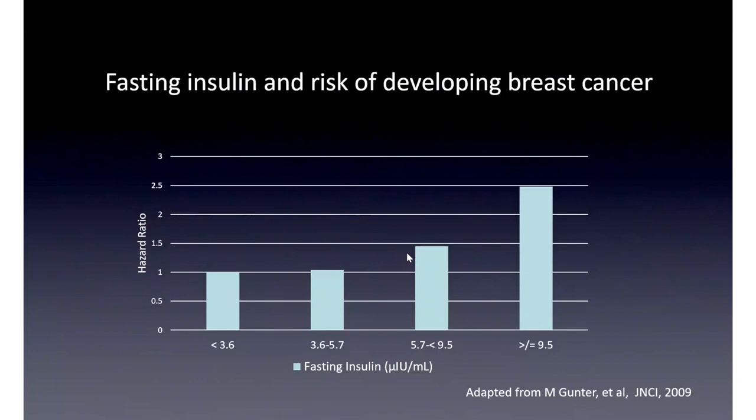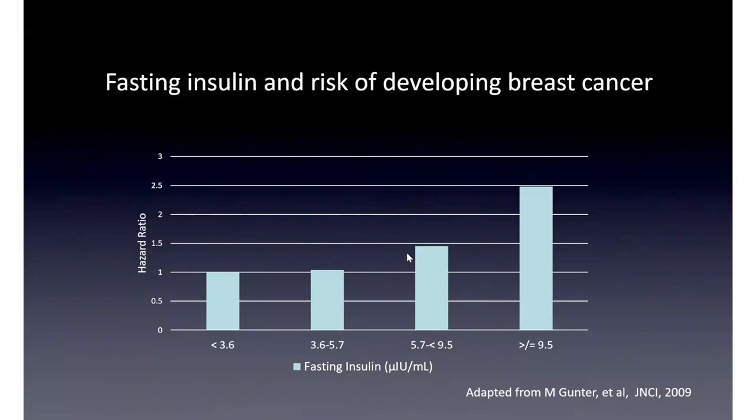So I wanted to touch on insulin, because I always talk about it, as I think it's such a driver. It stimulates the growth pathways in our cancer cells. When we look at fasting insulin levels and risk of developing breast cancer, we can see that the higher our fasting insulin level, the higher our risk. These are hazard ratios, so over 9.5, and I'll tell you the average American is 9 or 10, that's 2.5 times compared to if you only had a fasting insulin of less than 3.6.